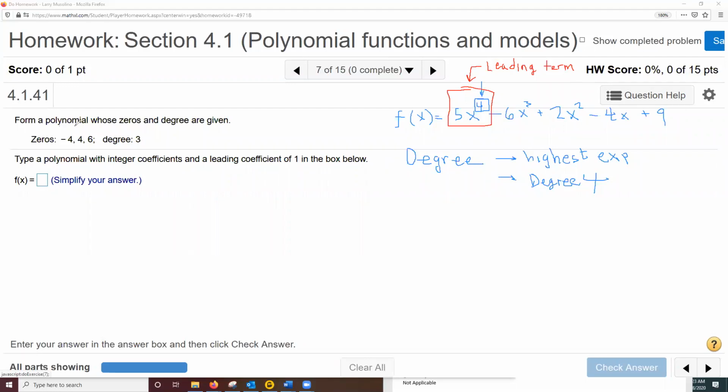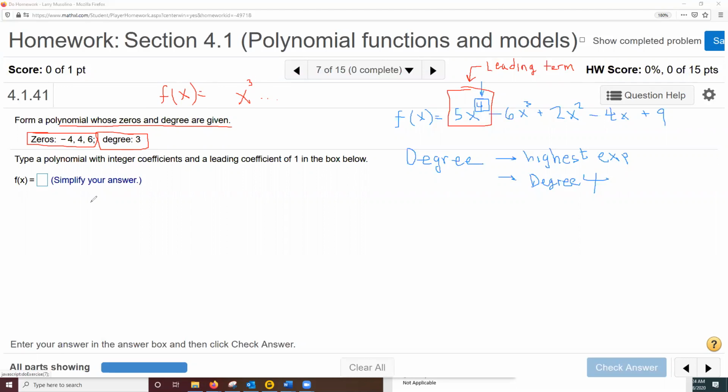All right, well, let's go to this example. It says, form a polynomial whose zero and degree are given. First of all, they're telling me degree 3. So that means my function that I want to create has to look something like an x to the 3rd in it, because that'll mean degree 3. All right, it's also mentioning that the zeros are -4, 4, 6.